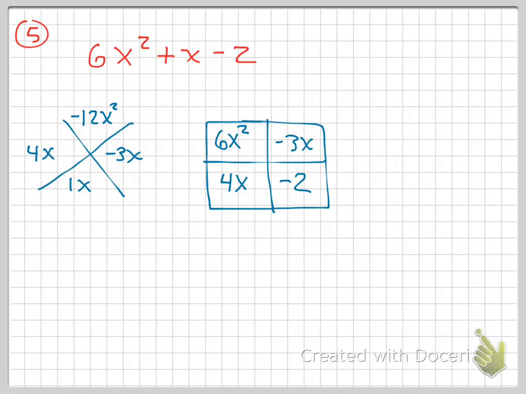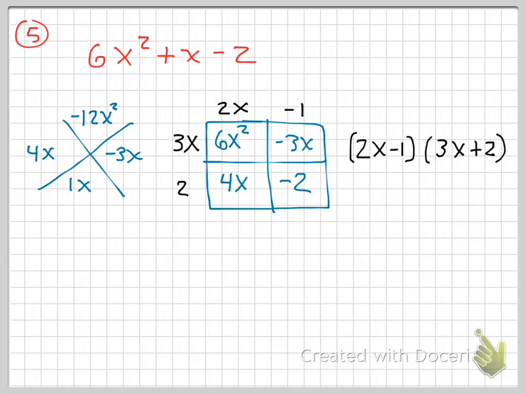If I factor out, it looks like 3x and 6x squared both have a 3x in common. 3x times 2x is equal to 6x squared. 3x times, I believe, a negative 1 is equal to negative 3x. And 2x times 2 is going to be 4x. So my factored form then is 2x minus 1 times 3x plus 2.